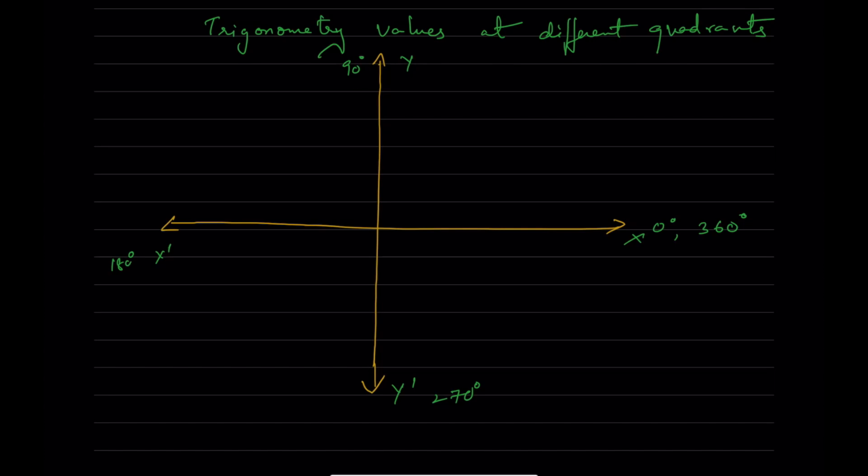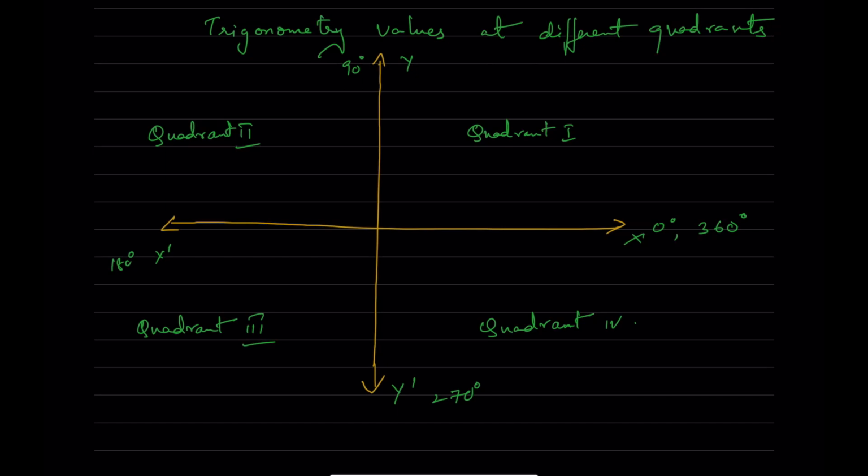This is called quadrant 1. This is quadrant 2. This is the third quadrant or quadrant 3. And this is quadrant 4. So now these are the 4 quadrants which you are having. Now here, in which quadrant which trigonometric ratios will be positive and which will be negative, we'll just see.